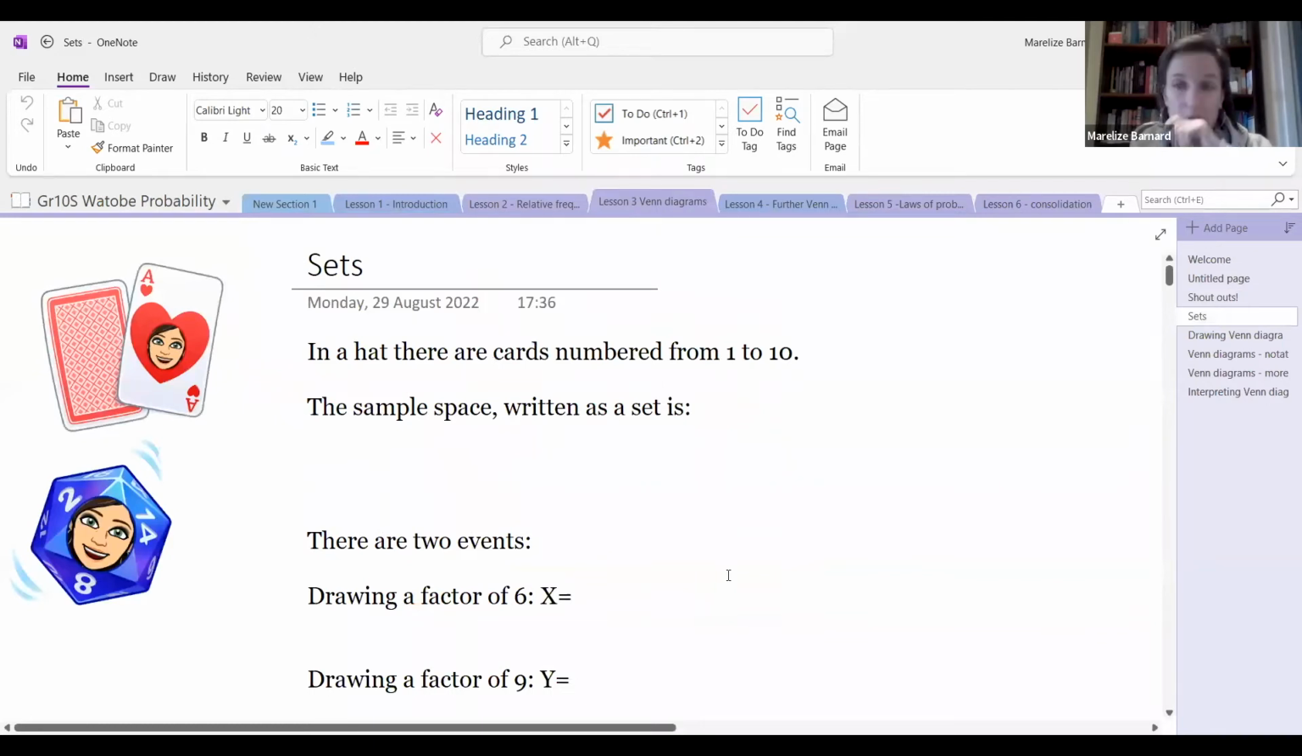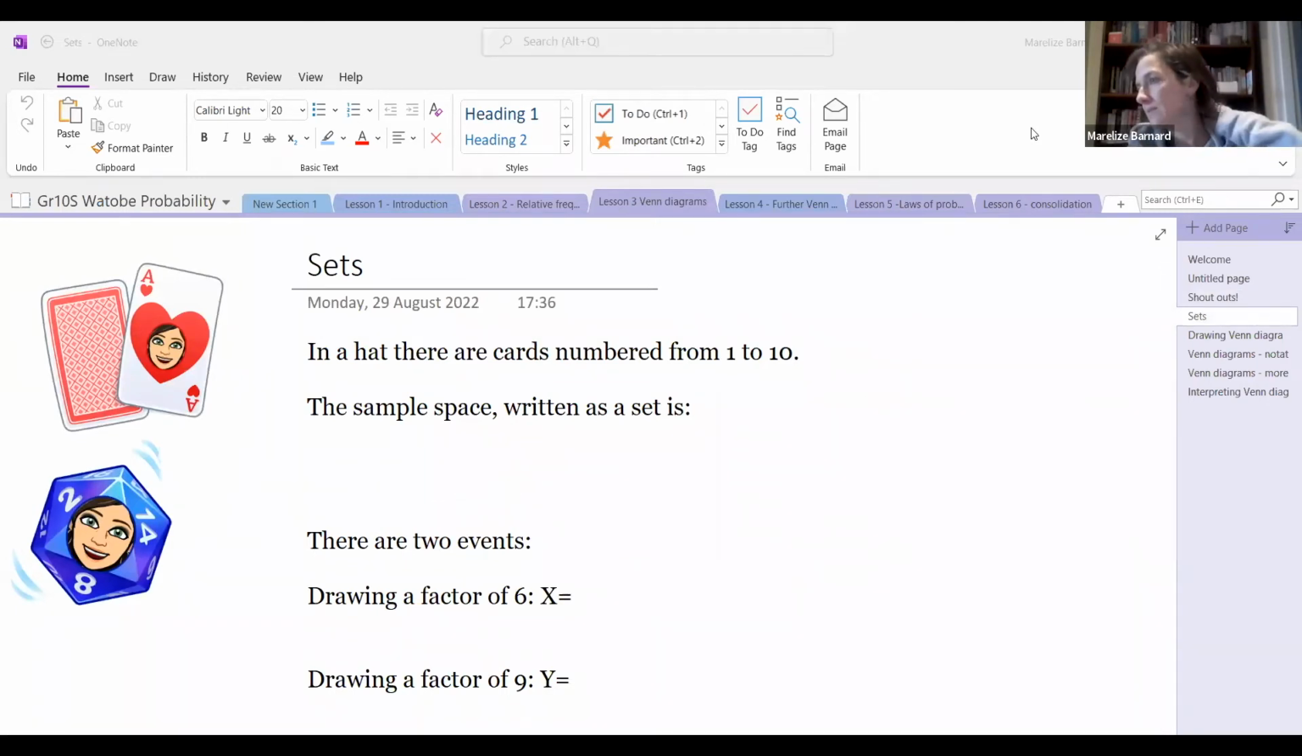We are going to start off with Venn diagrams today. But before we do Venn diagrams, we need to learn a little bit about sets. Okay, so I've got in a hat, there are cards numbered from 1 to 10. The sample space written as a set. Does anyone know how to write the sample space as a set? Anyone want to pop that in the chat?